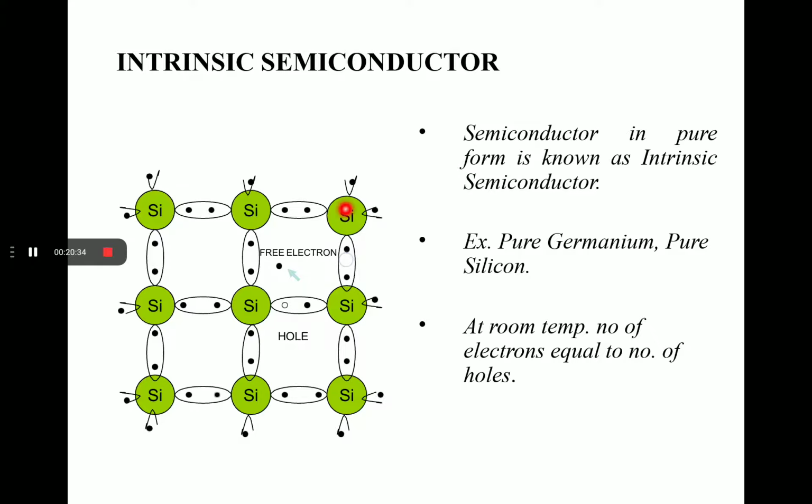Here you can see 1 electron which is shared with the outermost shell of a neighboring silicon atom. So the atoms align themselves in a uniform 3-dimensional pattern so that each atom is surrounded by 4 atoms.